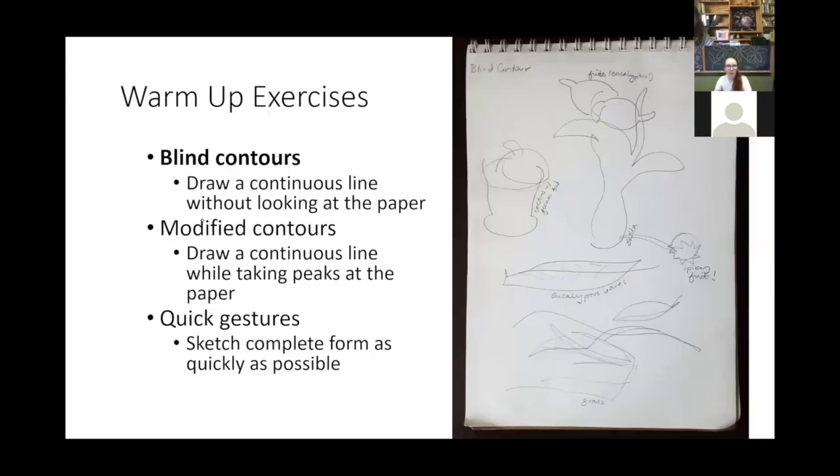Okay, so now we're going to move on to our warm-up exercises. First we'll be doing blind contours, which is just drawing a continuous line without looking at your paper. So you'll be looking at your subject material the whole time as you draw, and then once you're done, you can look at your paper. This is a fun little warm-up to do. It generally results in some pretty silly drawings.